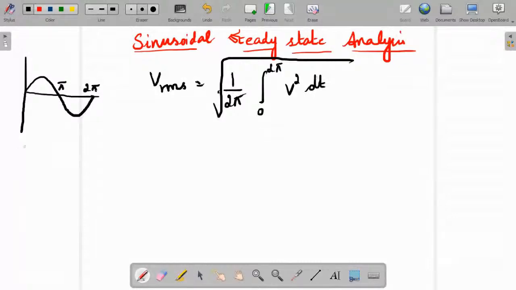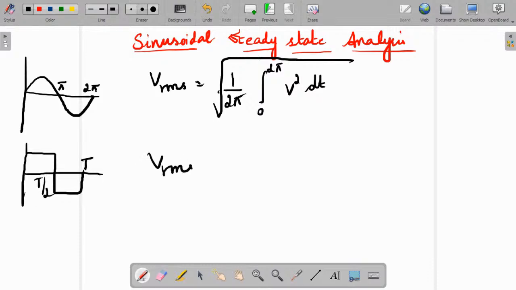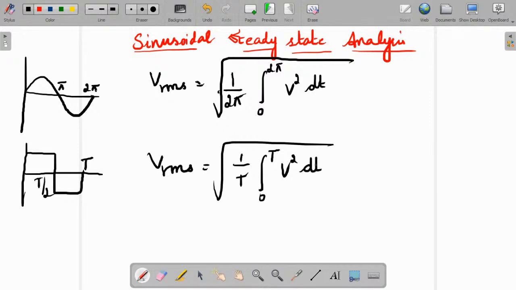Okay, if you are not given with sinusoidal wave, you are given with some other waveform, for example, ஒரு square wave எடுத்துக்கோங்க. If you are given with a pulse train with time period t, then how to find VRMS? VRMS is equal to square root of 1 by t integral over t v square dt. இது ரொம்ப ஹெல்ப்ஃபுல்லாக இருக்கும் even for signals and systems.